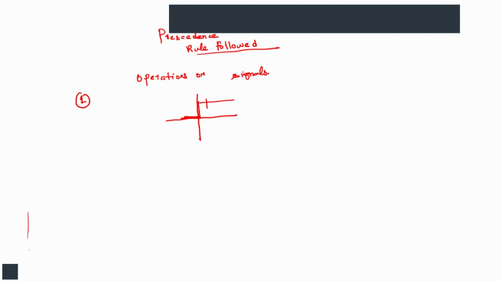As you can see, I'll draw with a different color over there. This is the amplitude of this signal, which I've drawn in black. Suppose this amplitude A is equal to 1, then we call this a unit step function. And here this is the time axis.